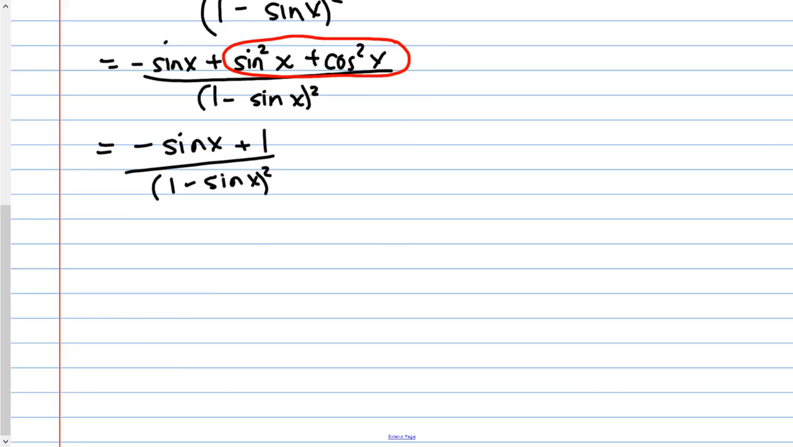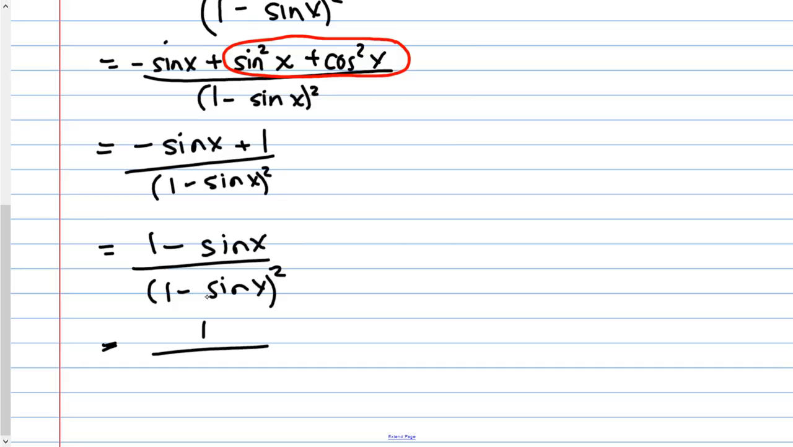So I'm moving further along here. What if I put the 1 in the front? The 1 minus the sine x over, oh look, 1 minus sine x. The only difference is that the bottom is squared, so when I simplify, I can cancel 1 minus sine x from the top, leaving 1 behind, and one from the bottom, leaving a 1 minus sine x behind. And there's my answer.